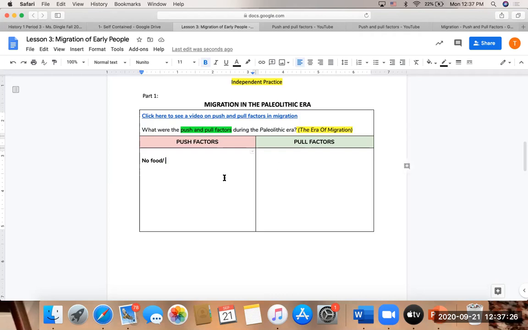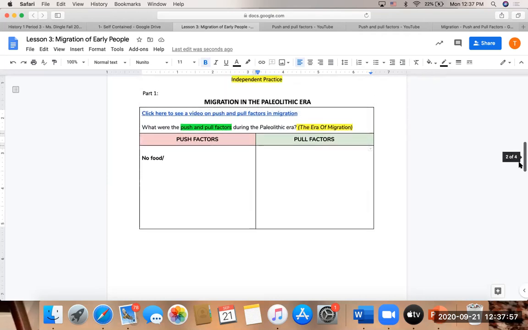Now you can use my example, no food, and provide two more bullets. And then you're going to come to your pull factors and provide 2 to 3 bullets. You can always provide more than 2 to 3, but 2 to 3 is the magic number. And again, pull factors are what pull someone in to a place, what's inviting them in. So I'm being pushed out. I want to leave because there's not enough food. There's no food here. And I'm being pulled in because of what?